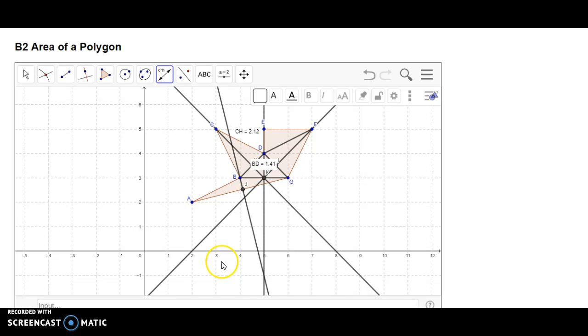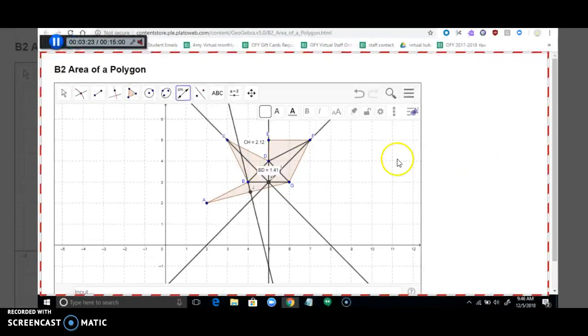Now what you will do is, on your activity, you're going to separate this into triangles. So triangle CBD, sorry, I'm using my mouse instead of the stylus. The formula to find the area of that is 1/2 base times height. So 1/2, we just found the base right here was 1.41, times the height, which we just found was 2.12.